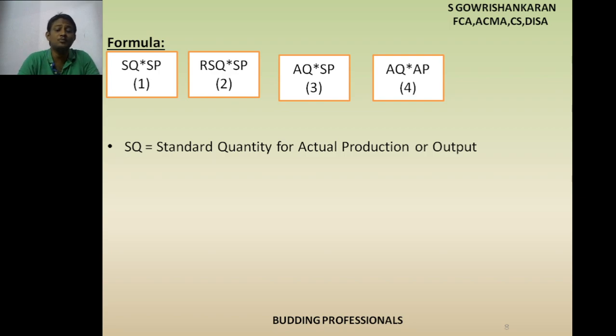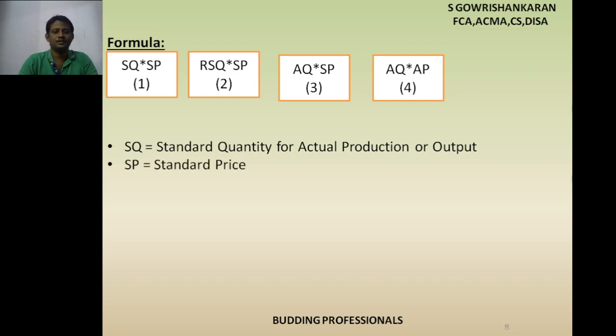This is very, very important. SQ is standard quantity for actual production or output. What is the meaning of that one, sir? For producing the output, what is the standard quantity required? That is standard quantity for actual production. For producing the actual output, what is the standard quantity you have to maintain? That is standard quantity for actual production.